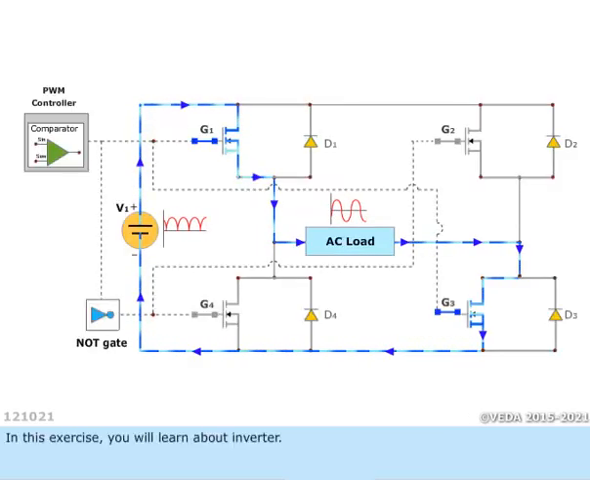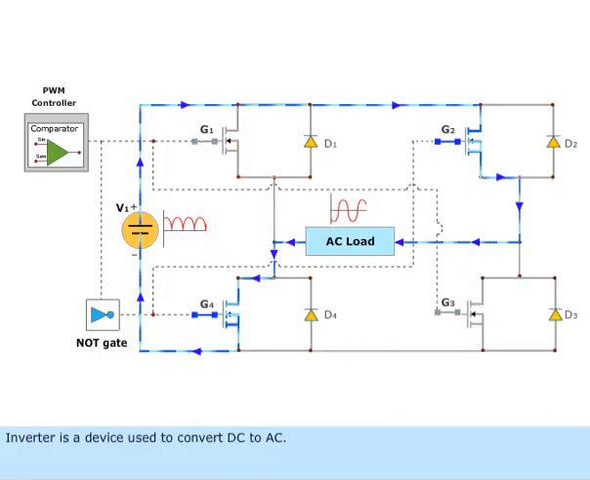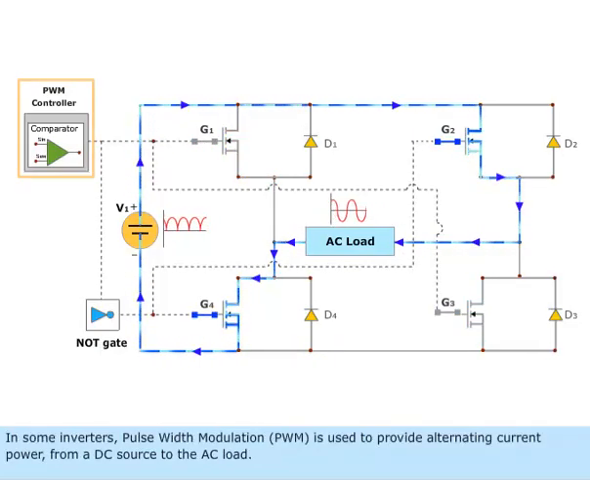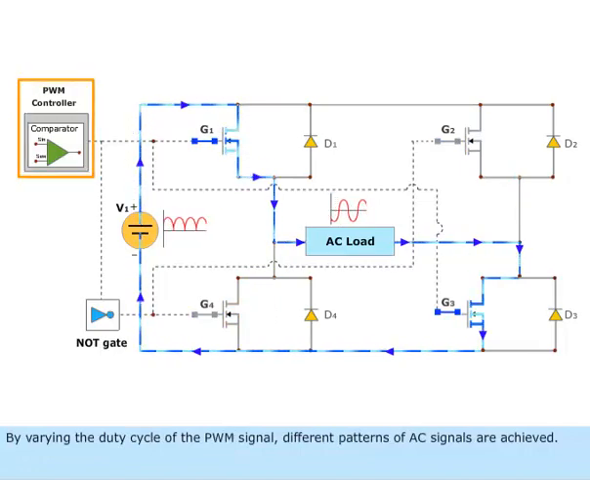In this exercise, you will learn about inverter. Inverter is a device used to convert DC to AC. In some inverters, pulse width modulation (PWM) is used to provide alternating current power from a DC source to the AC load. By varying the duty cycle of the PWM signal, different patterns of AC signals are achieved.